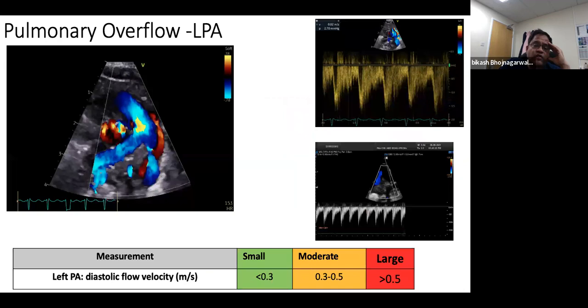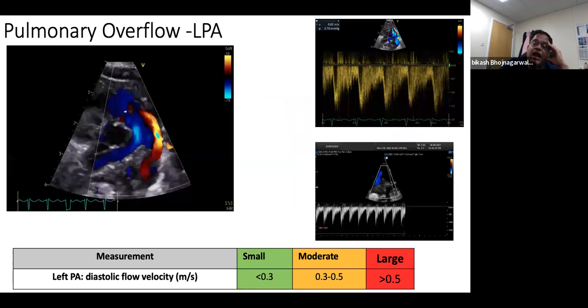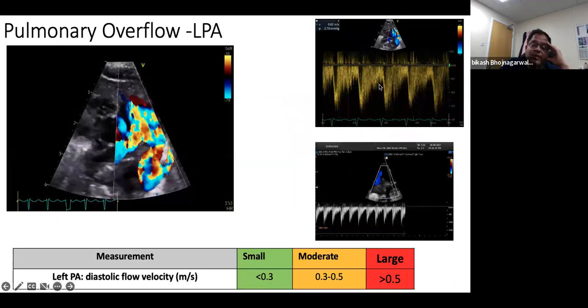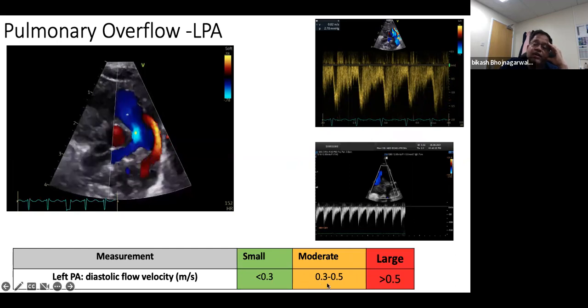In terms of pulmonary overflow, otherwise, on a 3-vessel view, you identify your left pulmonary artery and do a diastolic flow velocity of the left pulmonary artery, and quantify them as small, moderate, and large, depending on your velocity flows.